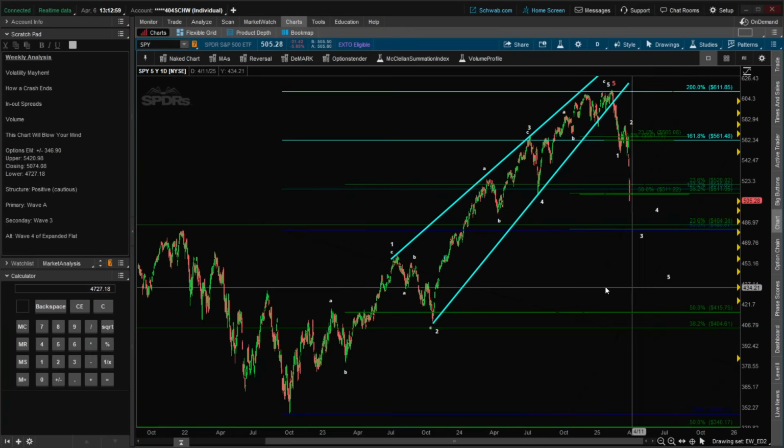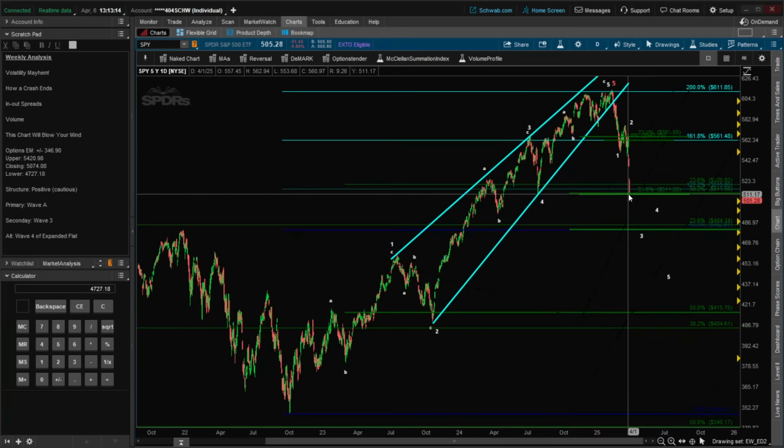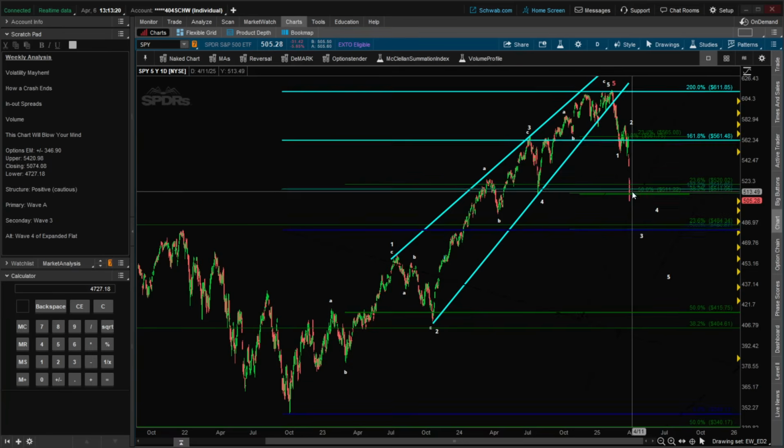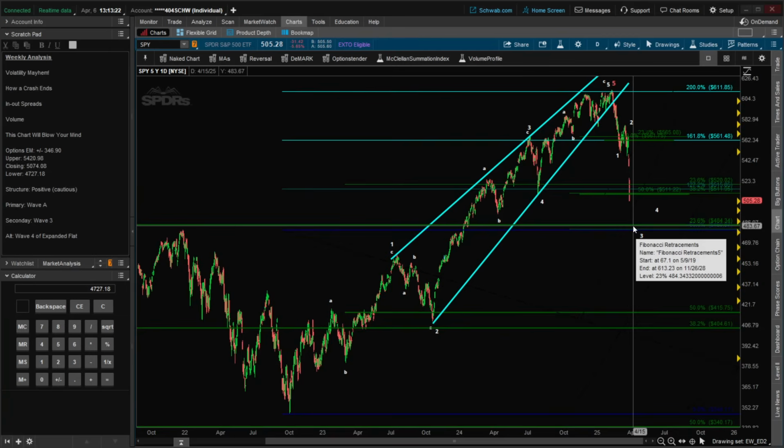Okay, so here's our ending diagonal situation, right? This is what we've been working off of. We got a little bounce in this cluster here. So, good 50% retracement. Usually you see some sort of reaction at a 50% retracement. We got it, but it didn't hold. We got up to the top of here and then dropped.